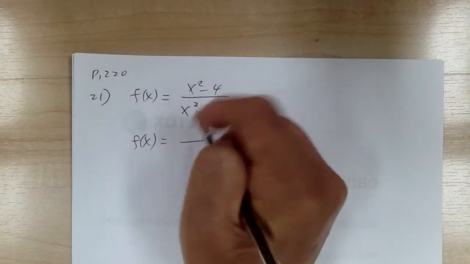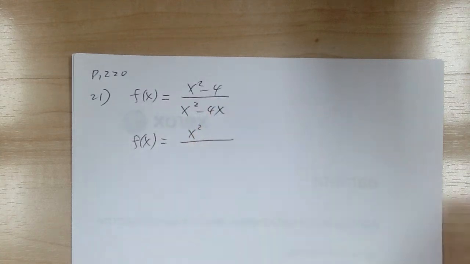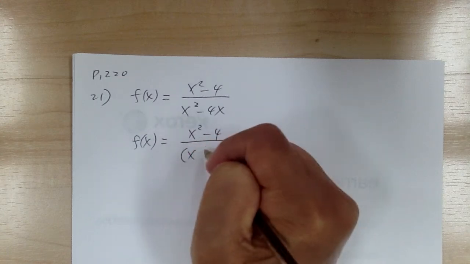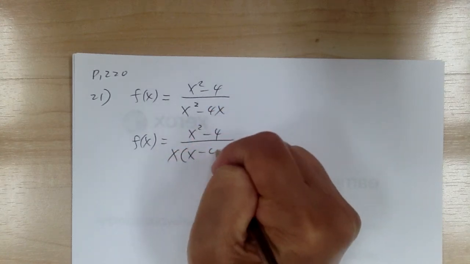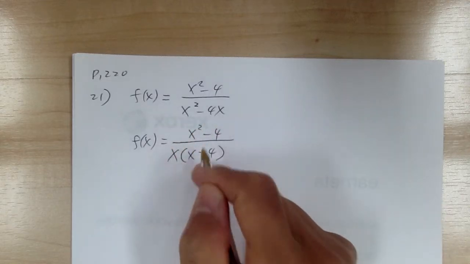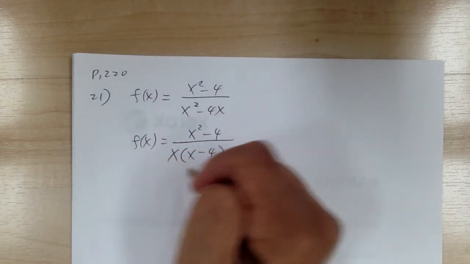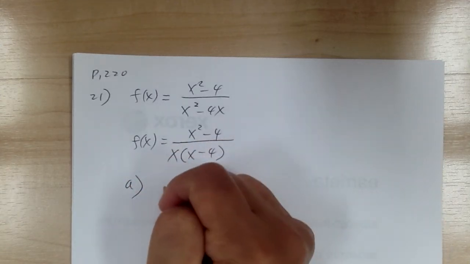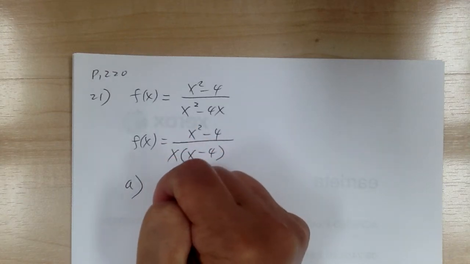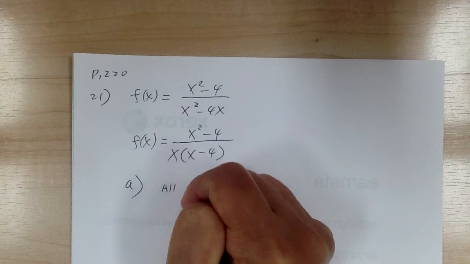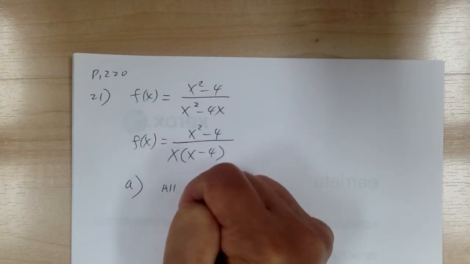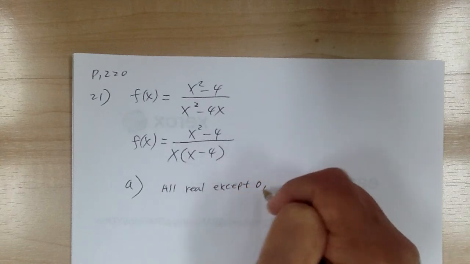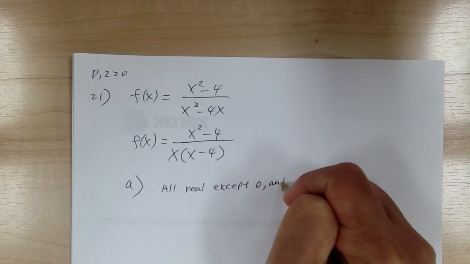is going to be equal to x squared... okay, let's just leave it. Okay, so factor the bottom. So you're going to factor the x, so you're going to get x minus 4. Okay, so from here you can see for part A, I'm going to do part A. So that means the x can be equal to all real numbers except 0 and 4, okay?